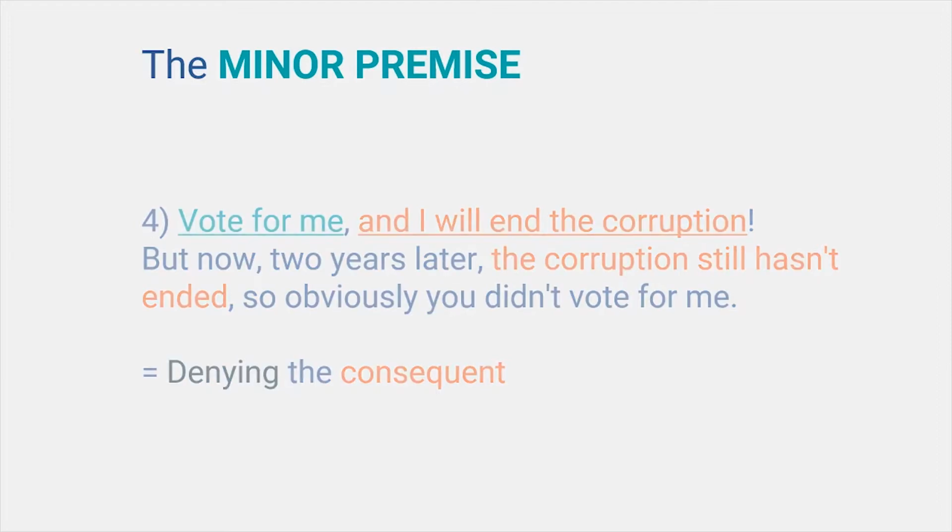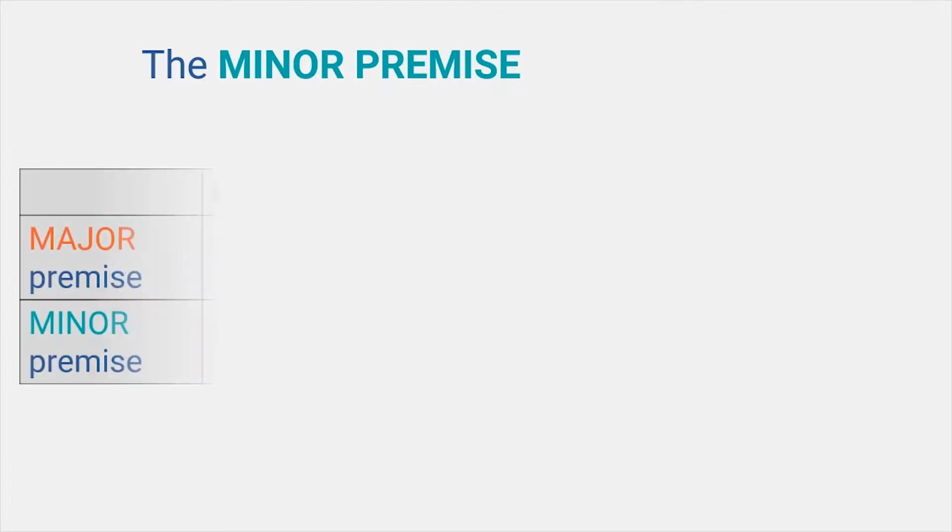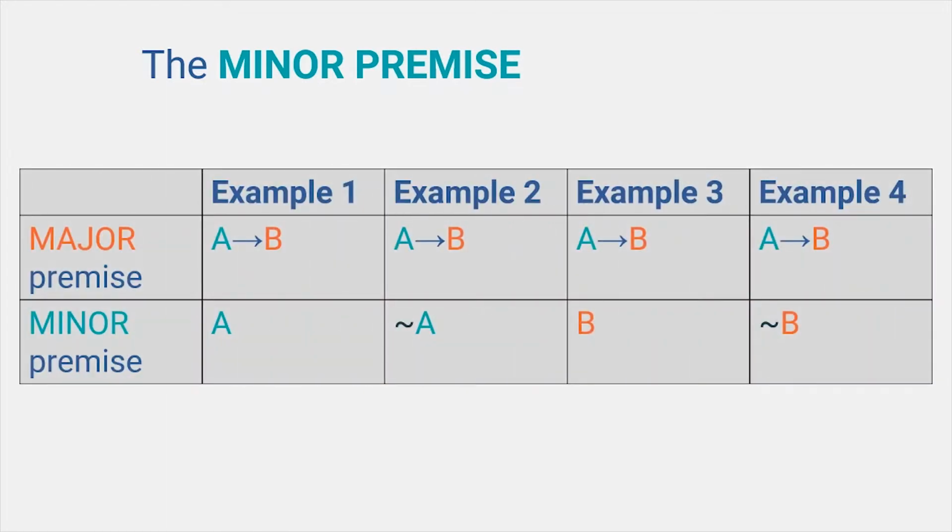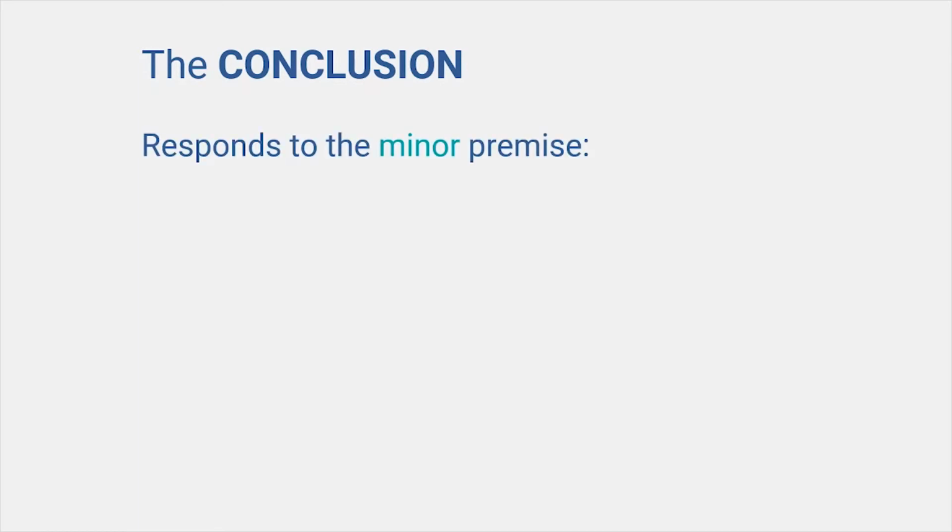So let's write all 4 of these symbolic ways to make an argument in a schedule. In the top line you have the major premises. All of them are A, arrow B, so A therefore B. And then example 1 we have A, example 2 we have not A, example 3 we have B, and example 4 we have not B. So after the major and minor premises, all that is left is the conclusion. Conclusions are what follows from the major and the minor premises.